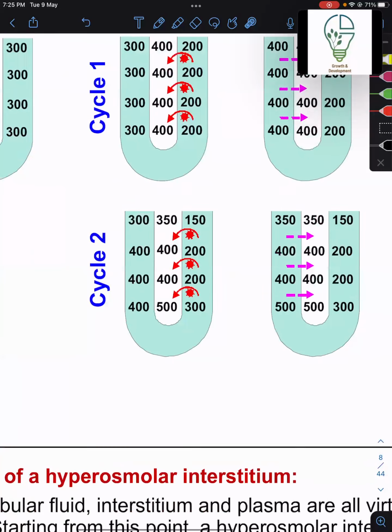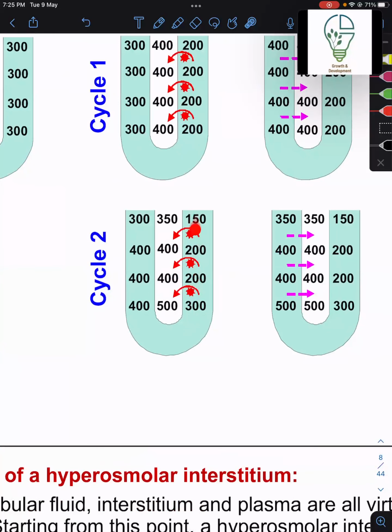So what's going to happen is that it's essentially the same process. Remember I told you my ascending loop of Henle is only permeable to solutes. And I remember that I told you that the ascending loop of Henle, its goal is to create a difference of 200 milliosmoles. And so now it's going to start doing that. It's starting to create a difference of 200 milliosmoles. But because of what we talked about before, the interstitium at the top is less concentrated and the interstitium at the bottom is more concentrated.